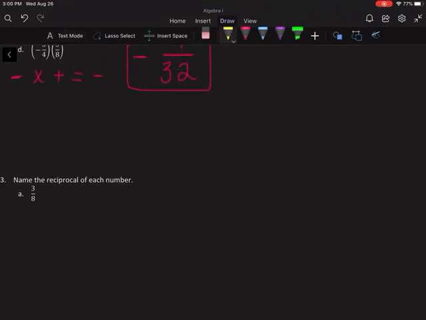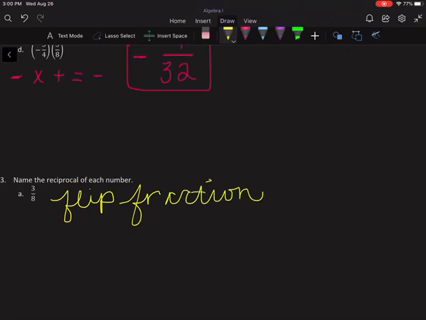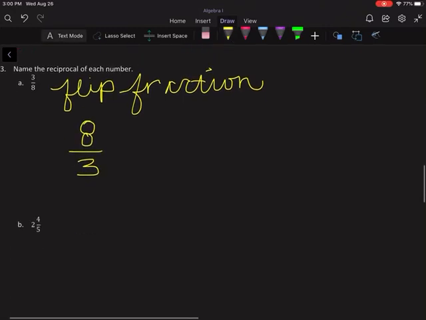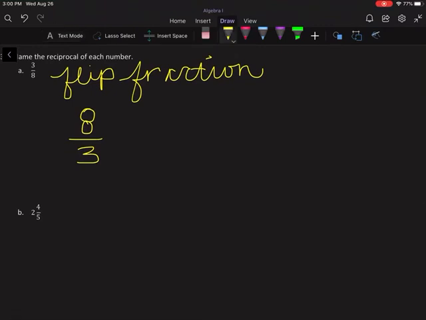All right, name the reciprocal. So the reason why I'm having you name the reciprocal is because we need to use the reciprocal to multiply or divide fractions, right? So reciprocal means I flip the fraction. So that becomes 8 over 3. Simple as that. Now this one is a mixed number, so I need to do my little boom, boom. Multiply 5 and 2, which is 10. Add 4, which is 14. And put it over the original denominator. So what's the reciprocal to that? 5/14.